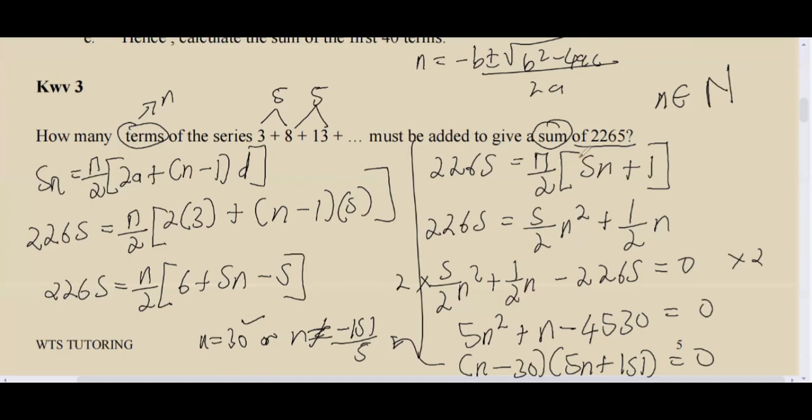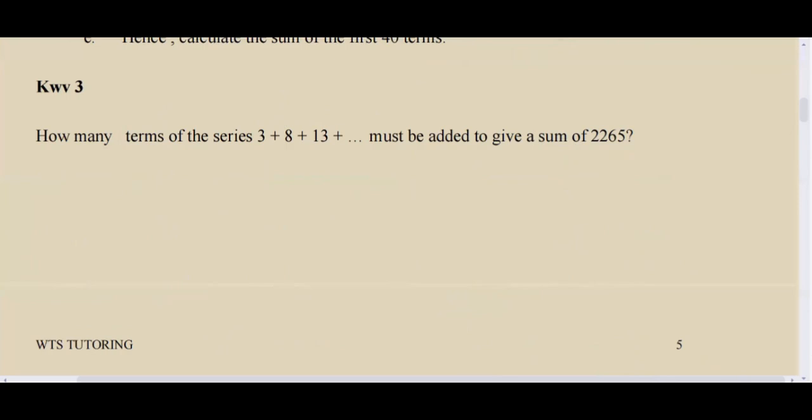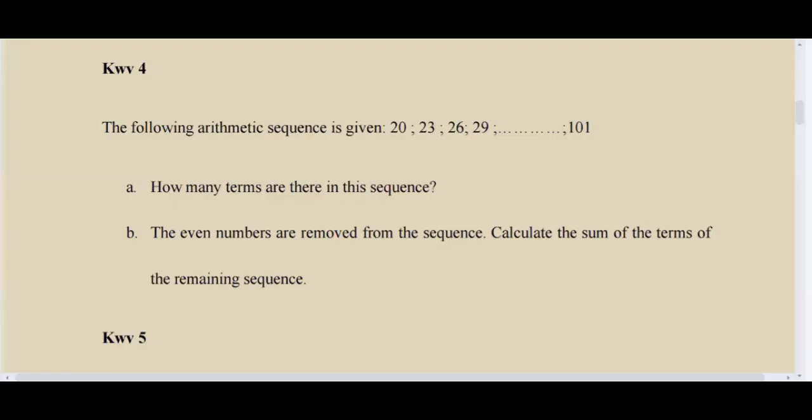So how many terms must be added in order for you to have a sum of 2,265? You must add 30 terms. Okay, then let's proceed to another one.